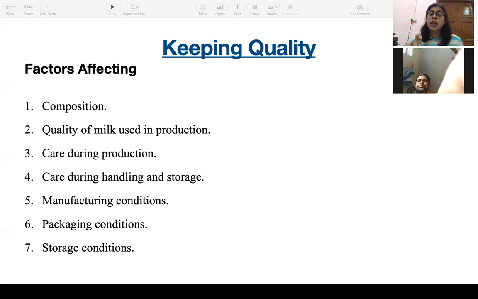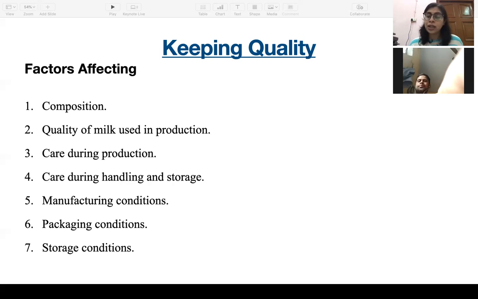For instance, temperature of the drum in drum roller drying technique, or proper concentration of the milk before it is dried. All these small points should be taken into consideration while the product is being produced. Then only we will get a good quality product which can be kept for a longer time. Then care during handling and storage.